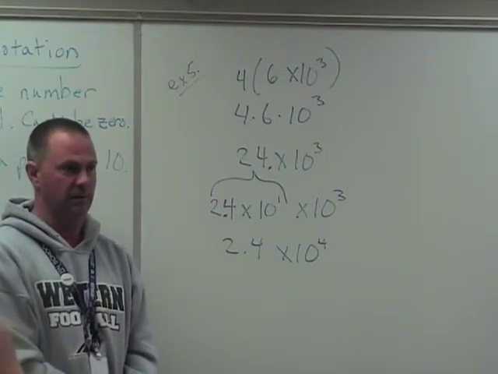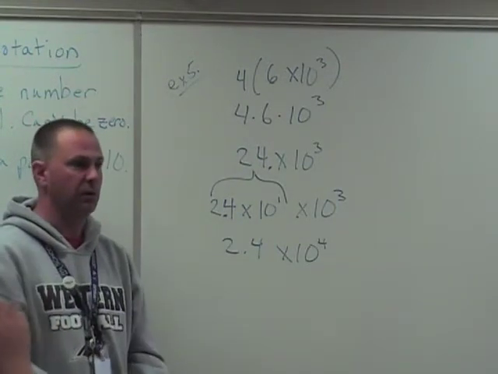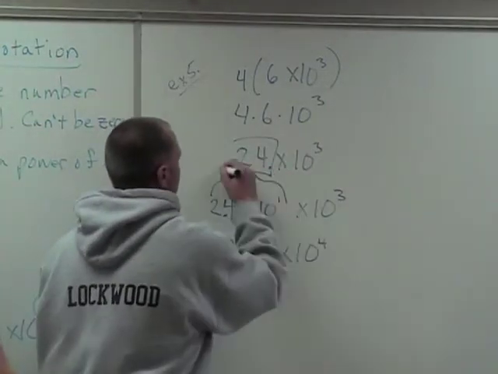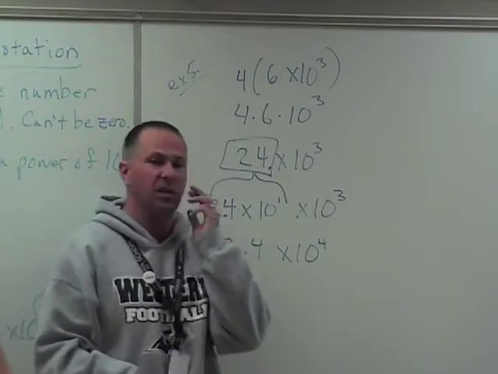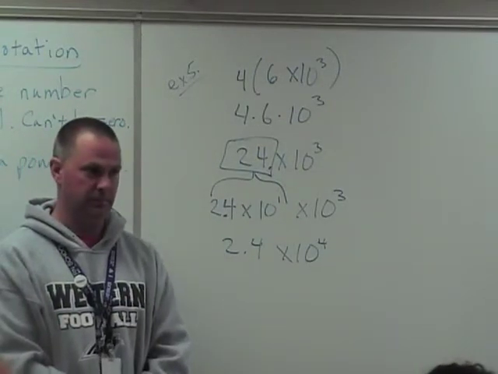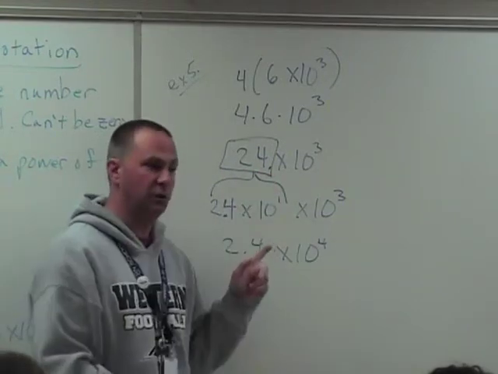But how do you know how to move it? Well, you told me right here that this was not scientific notation, and you told me that it needed to be between the 1 and the 9. That's how you do it. You look at this number right here. If that's not scientific notation, make it scientific notation. So you would move the decimal between the 2 and the 4.